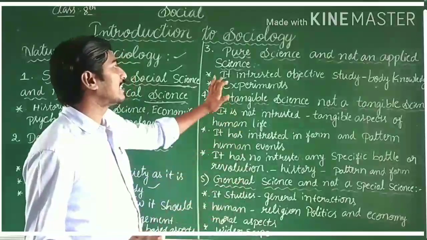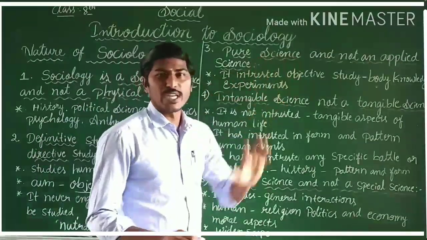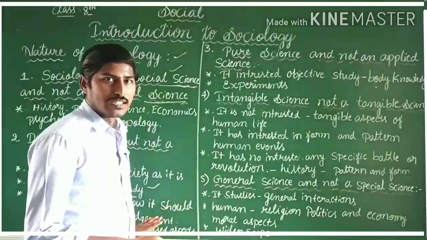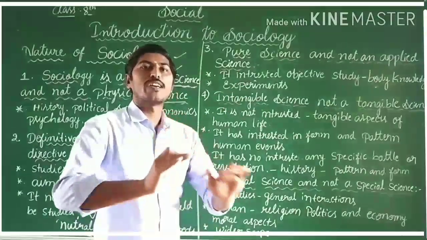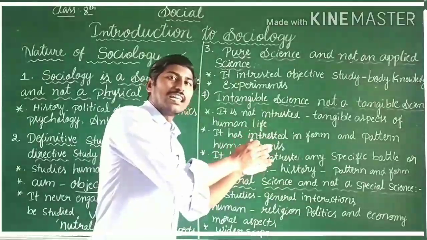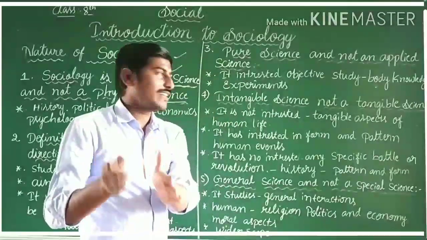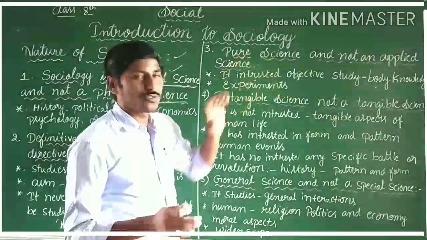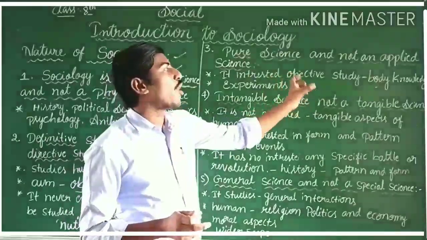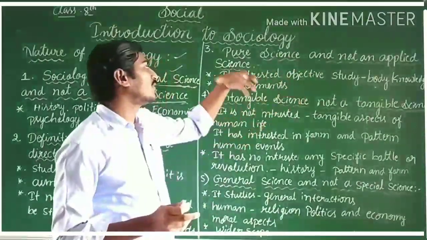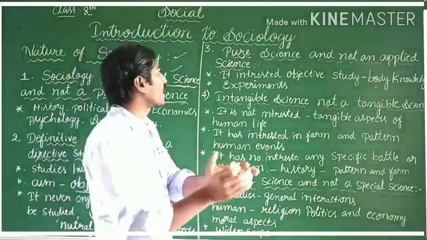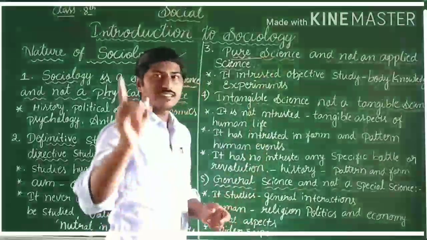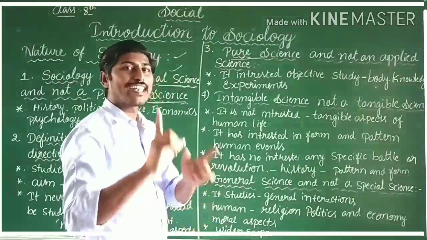Sociology is interested in objective study, as we already learned here. So sociology is interested in objective-based study. How is the society? That we can learn in sociology, right? It is interested in the objective study of the body of knowledge of the human. Sociology is a pure science, and pure science always includes knowledge.